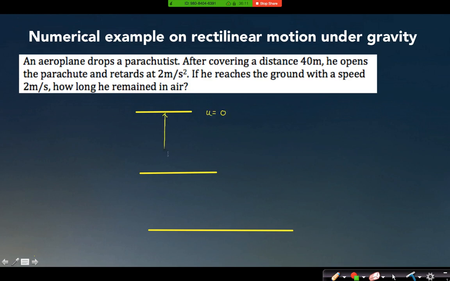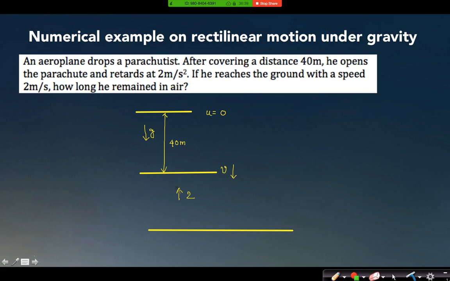Right? He moves this 40 meter distance with a constant acceleration downward g. And suppose the velocity here is v. And after that, what is the acceleration? After that, its acceleration is upward 2 meter per second square. Can I say that its acceleration is upward?